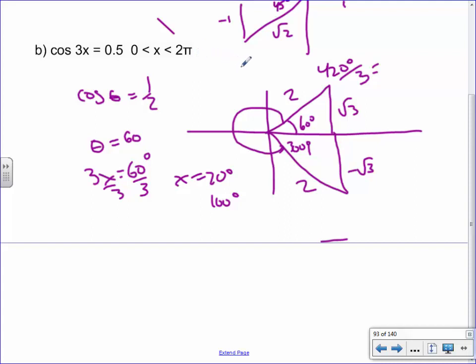What did you get for it? 220? No, not dividing by 3 gives you 220.